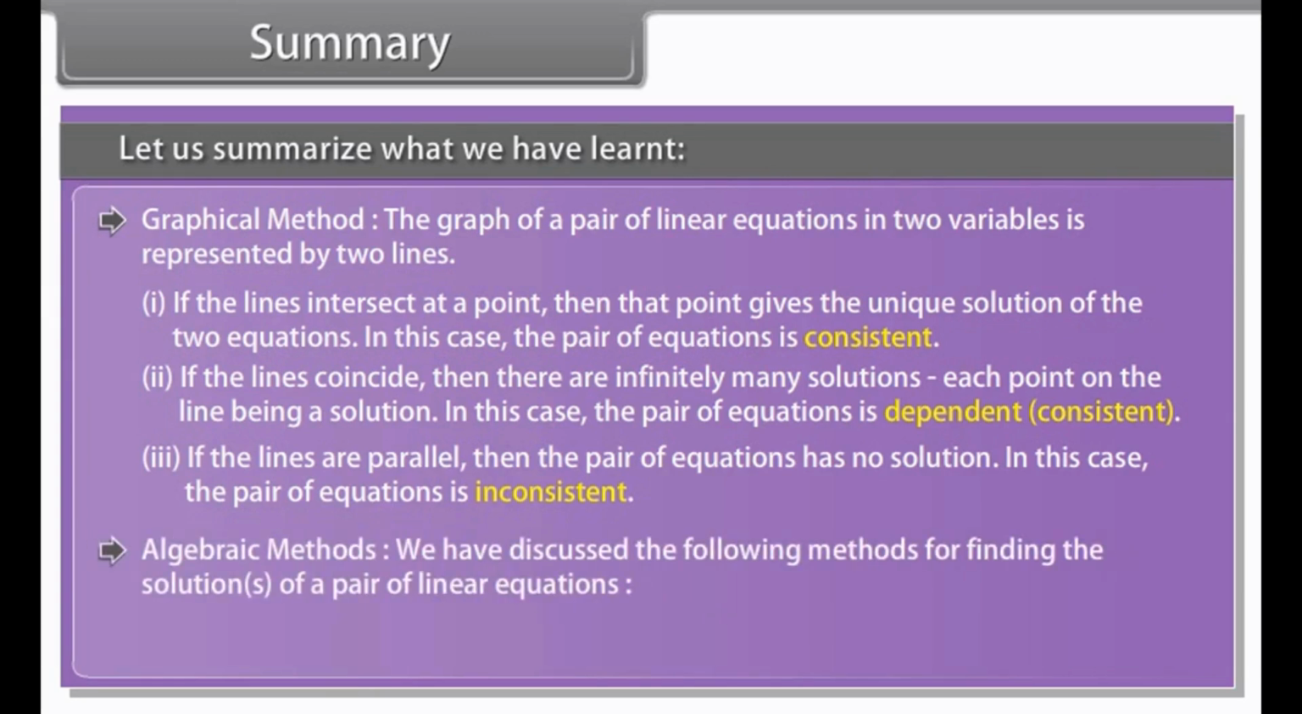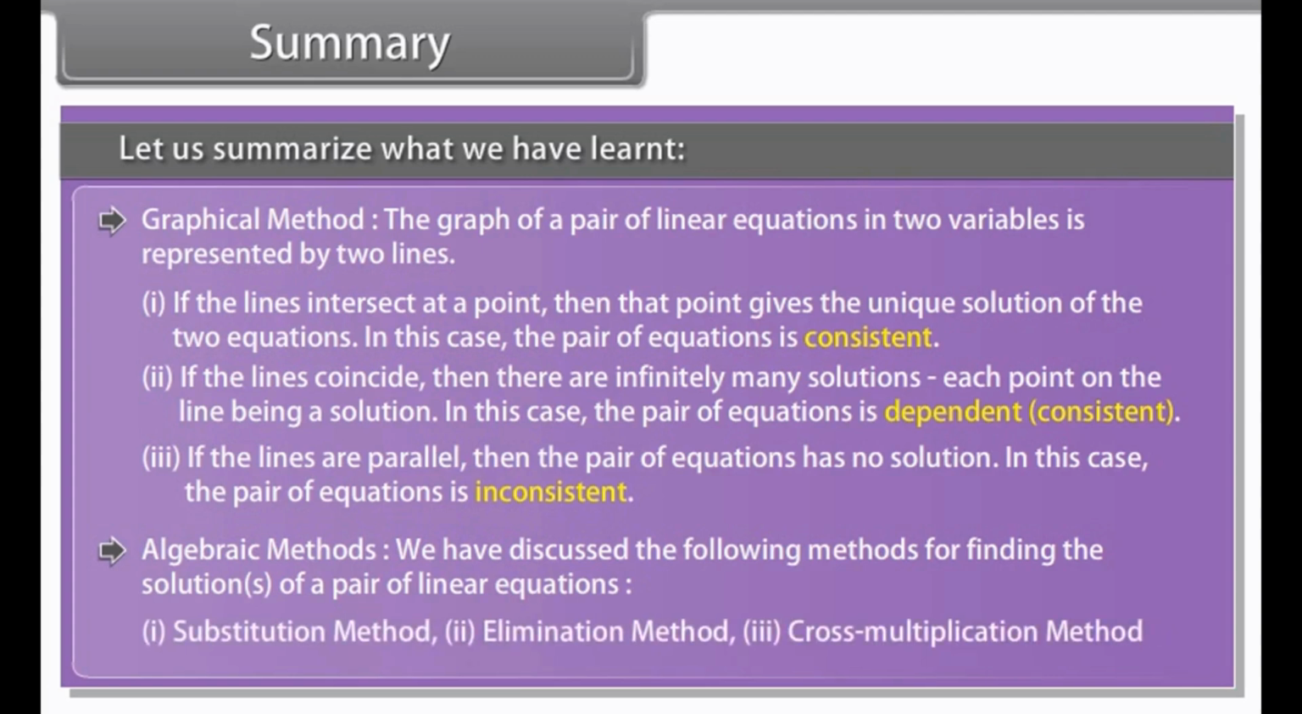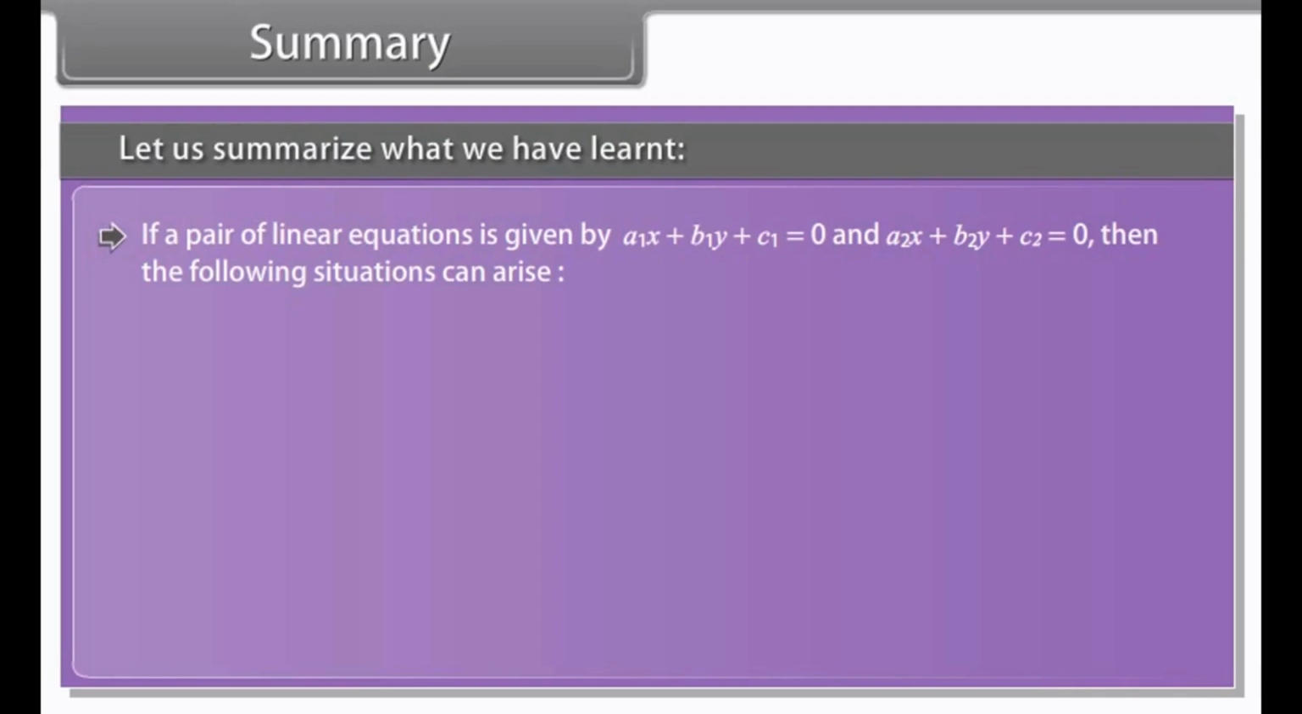Algebraic methods. We have discussed the following methods for finding the solutions of a pair of linear equations. 1. Substitution method. 2. Elimination method. And 3. Cross multiplication method. If a pair of linear equations is given by a1x plus b1y plus c1 is equal to 0 and a2x plus b2y plus c2 is equal to 0, then the following situations can arise.